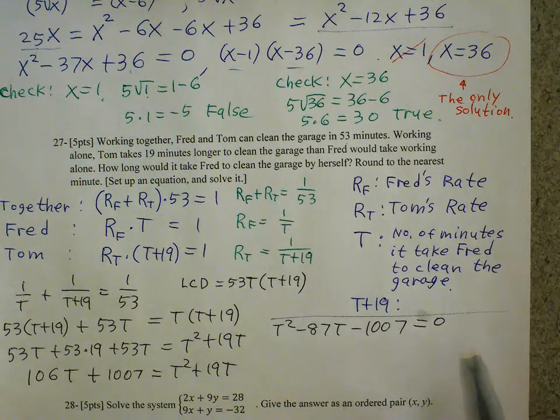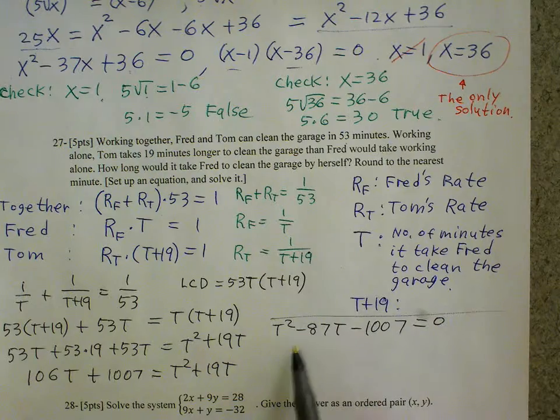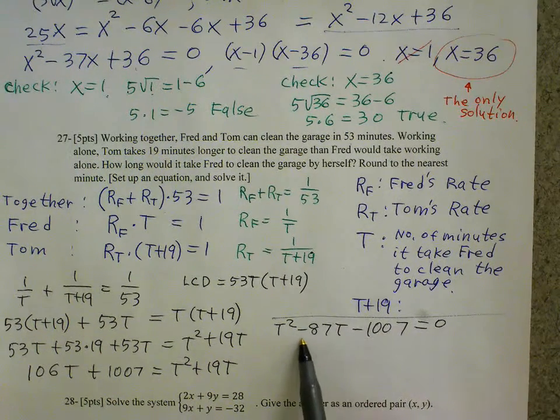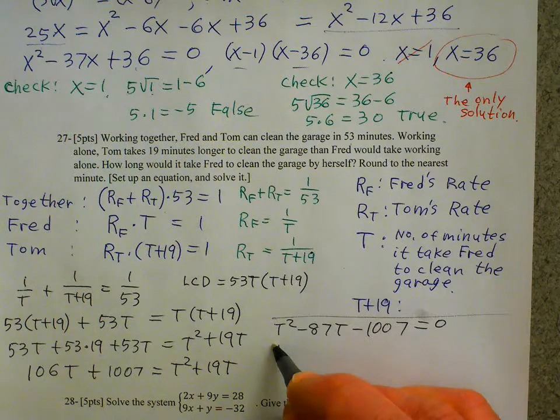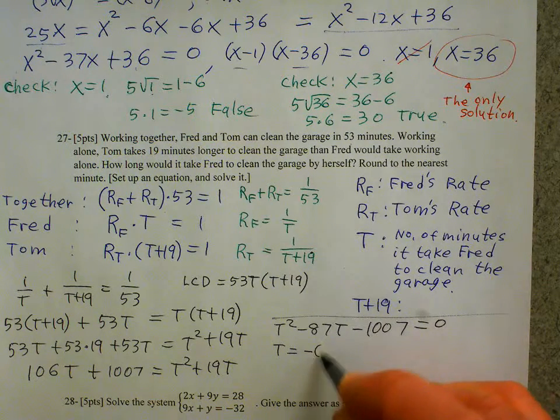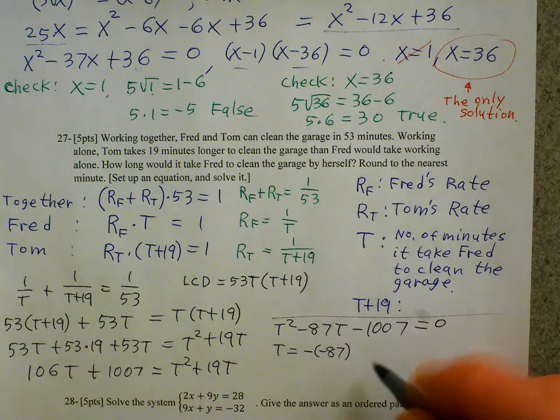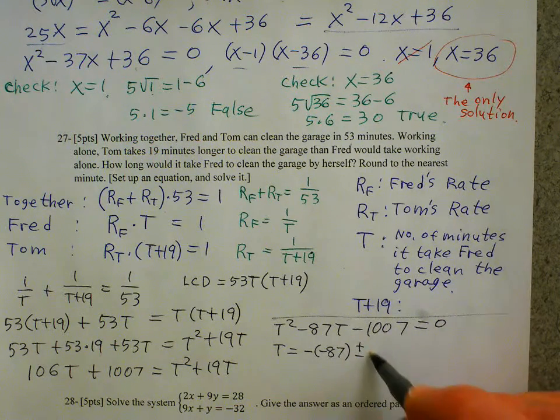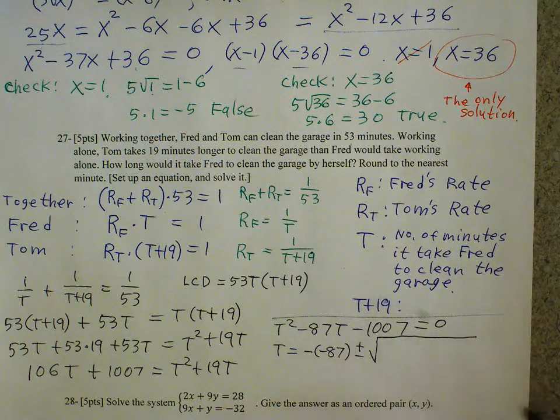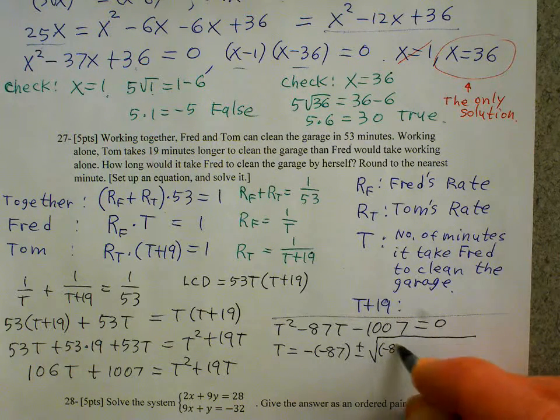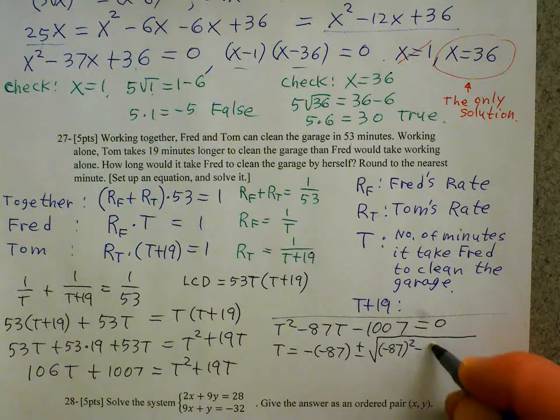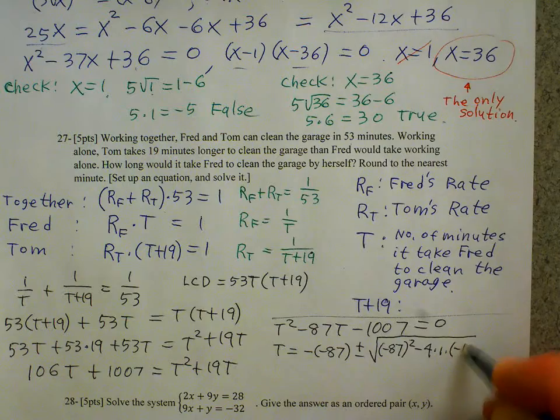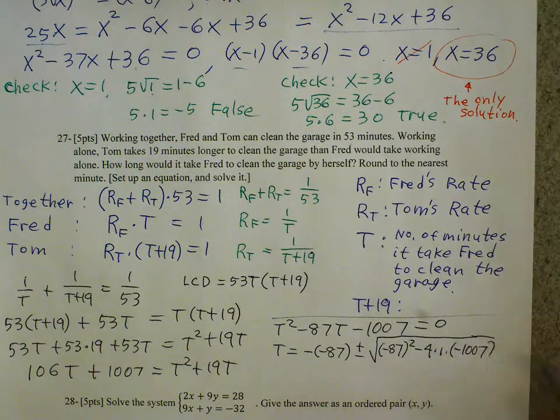Here just use the quadratic formula, and be careful with the arithmetic. So we'll get t equals the negative of negative 87 plus and minus the square root of the number negative 87 squared minus 4 times 1 times negative 1007, all divided by 2 times 1.